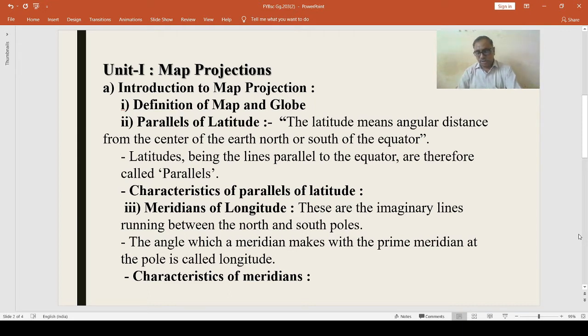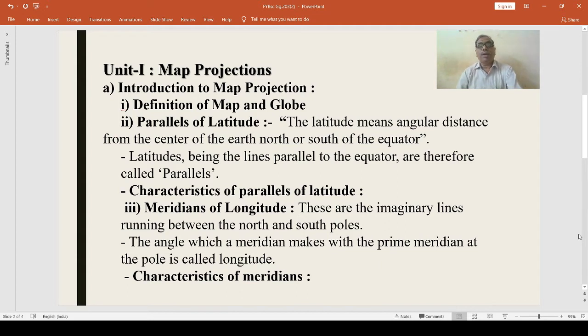A map is a representation to scale of either the whole earth or part of it on a plane surface. The globe is a true representation of the earth.